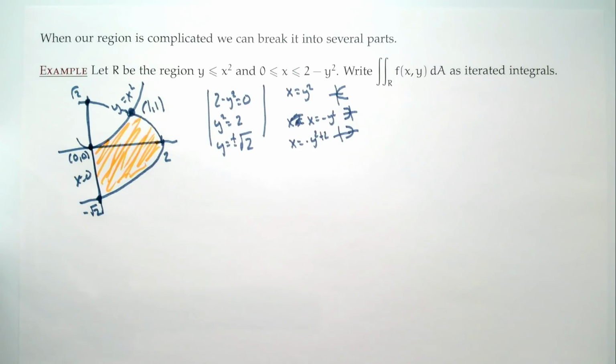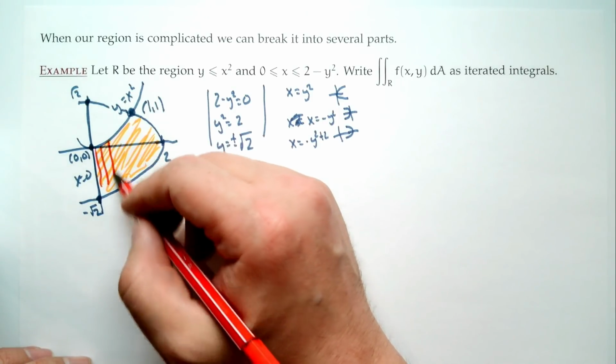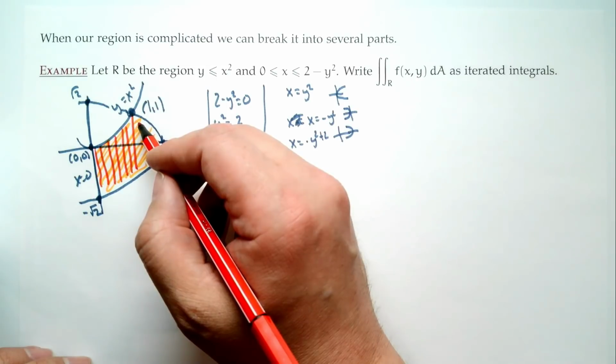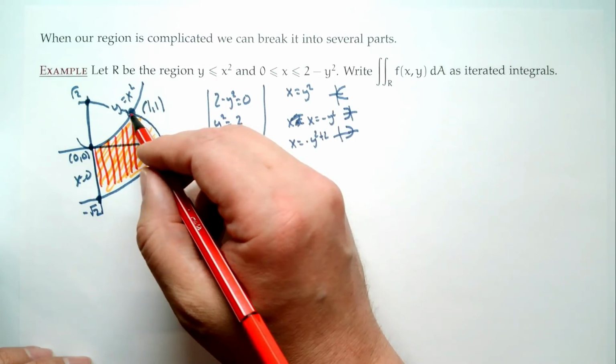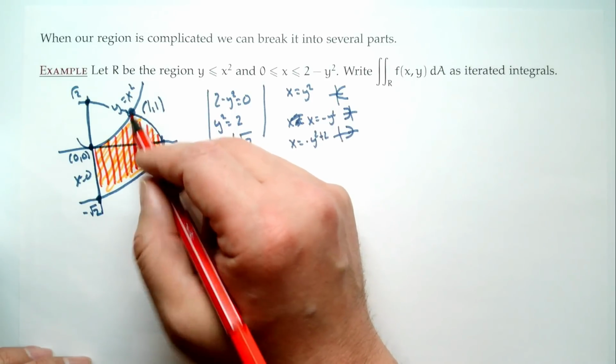Now, let's think about what happens as I come along slicing vertically. I'm happy. Whoa, something happens. Something changed. What happens at 1?